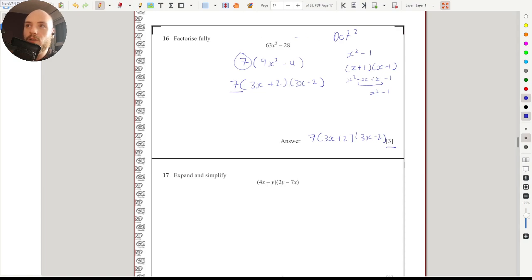Some people might go, oh, divide through by 7. You have to take the factor out. If it was equal to 0, you can divide through by 7 on both sides, and that's okay. But in this case, when it's not equal to 0, you can only factorize, so you can essentially take factors out, but you can't get rid of them. Okay, hope that makes perfect sense.